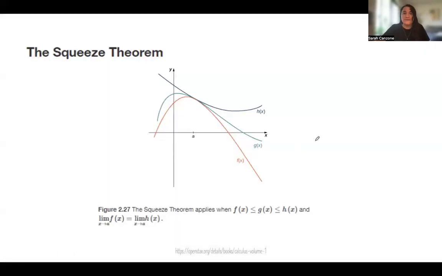Oh, I forgot, I had a little drawing. This is just an intuitive diagram, so this will help you understand a little bit more. On the top is going to be your h function, and on the bottom is going to be your f function. If your limit right here is L, then obviously this function here, g of x, if f and h go to the same place, g also has to go to the same place. So this is just a nice little drawing to help you visualize exactly what this theorem is saying.